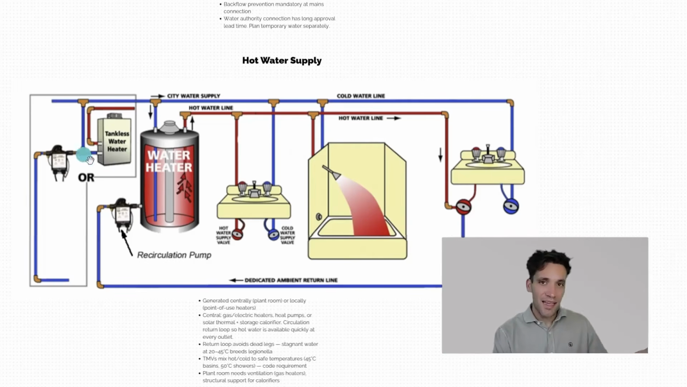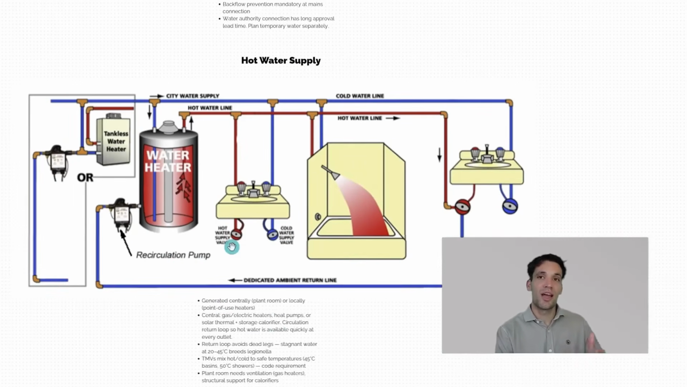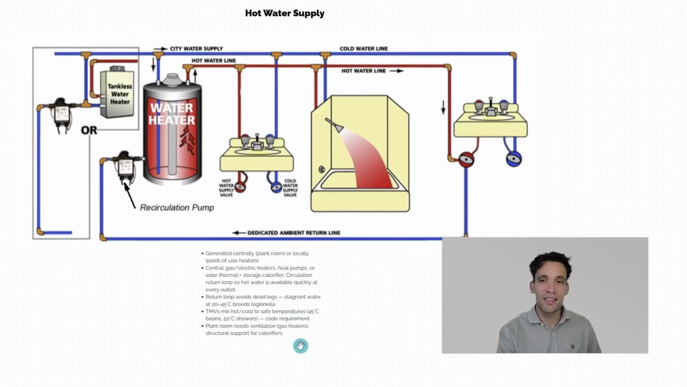Sometimes you will have tankless hot water systems, which are instantaneous boilers at the actual point where you use the hot water. And for larger buildings, we may have a recirculation pump so you don't have hot water sitting in the pipes for ages and getting cold.